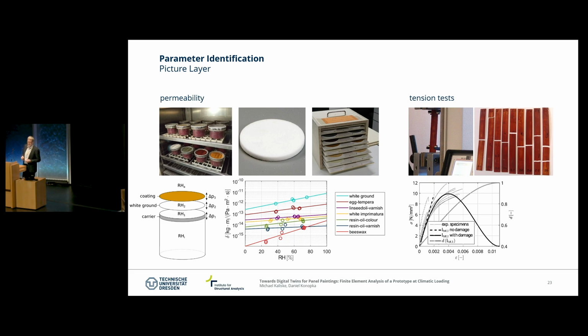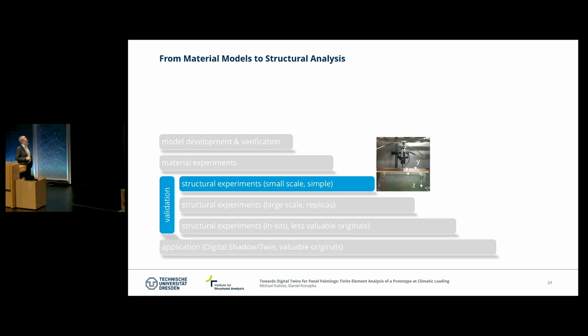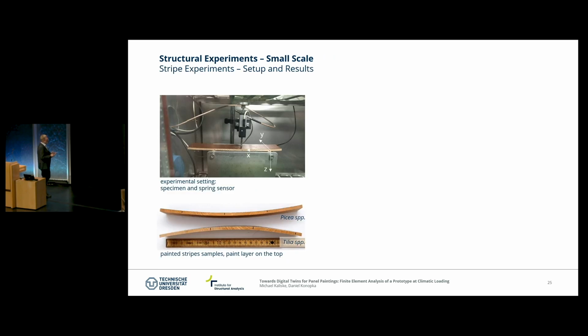And as we heard before, there is a significant contribution from the paint layer with respect to the structural feedback. So then, after identifying the parameters, we can look into structural experiments. First of all, we usually take small experiments in order to have some basic states of deformation, some basic first comparisons, a first validation with reality.